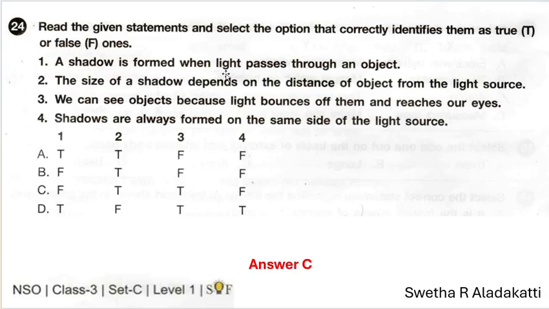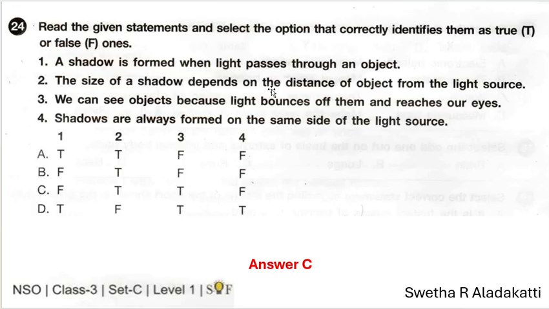A shadow is formed when light passes through an object. Light cannot pass through a translucent and opaque object. So, this is false. Size of an object depends on the distance of an object from the light source. Yes. When an object is kept nearer, a large shadow is formed. When an object is kept further, far, then a short shadow is formed. So this is true.